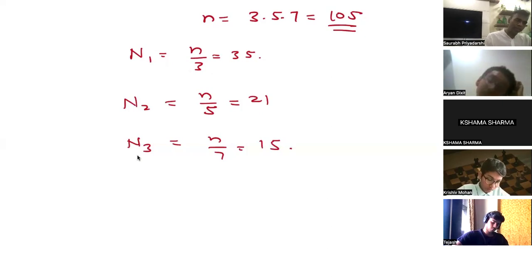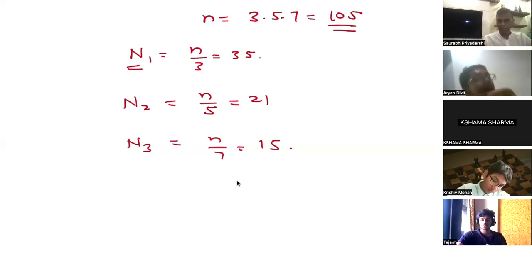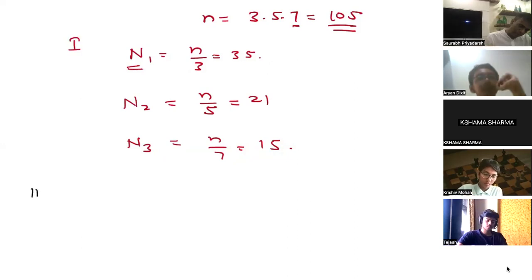N1 means the complete number n, the multiplication of all the numbers, and then we are dividing this by the first factor, 3. N2 is the complete multiplication divided by 5, and the third one divided by 7. So we are getting 35, 21, and 15. This is step first. I hope everyone is getting this step. Step second, what you have to do.